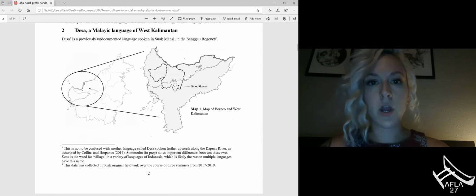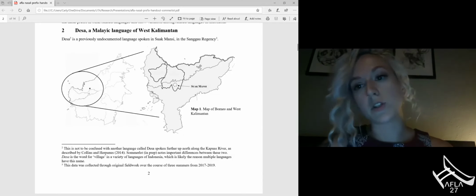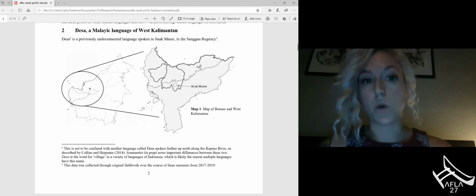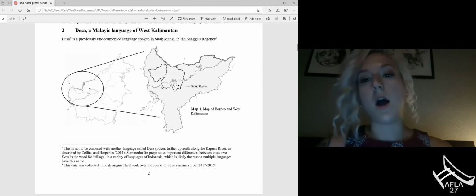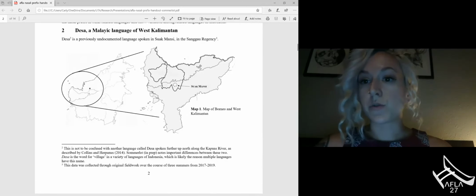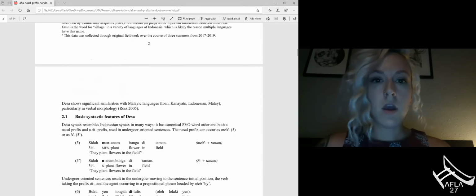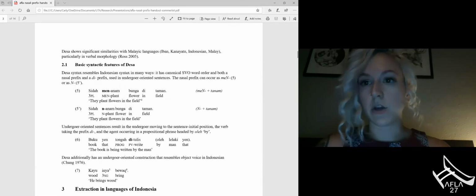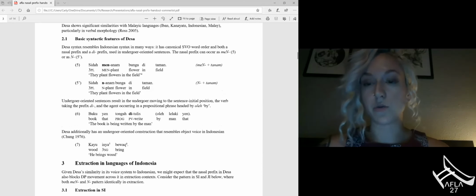So just to start with Desa, since it is previously undocumented, it's spoken in Swatmansi in the Sanggau Regency in West Kalimantan, and I've provided a map here if you're not familiar with Borneo. And it is a Malayic language, so it's very closely related to Indonesian and Malay. It does show a lot of similarities with other Malayic languages, including some basic syntactic features, which I'm going to discuss before we get into actual extraction.